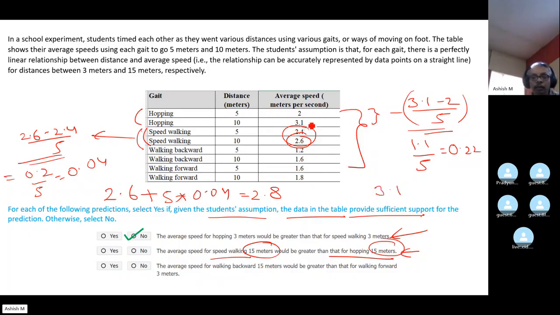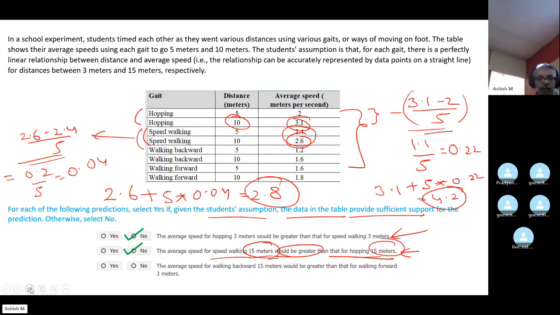For hopping, how much will this be? 3.1 is for 10, and we have to find out for 15. So which means plus 5 into 0.22. Correct? So how much is this? 4.2. So the average speed for speed walking is 2.8 for 15 meters. For hopping, it is 4.2. So clearly 2.8 is not greater than 4.2. So the answer here would be no. Friends, are we clear? Everyone?